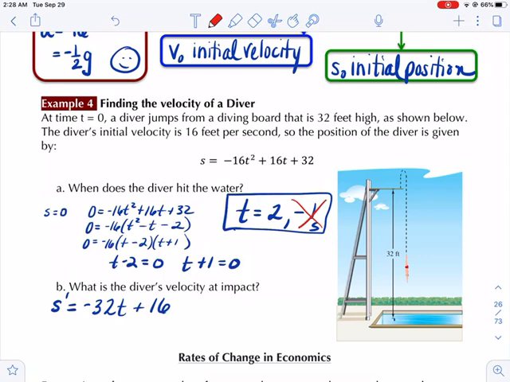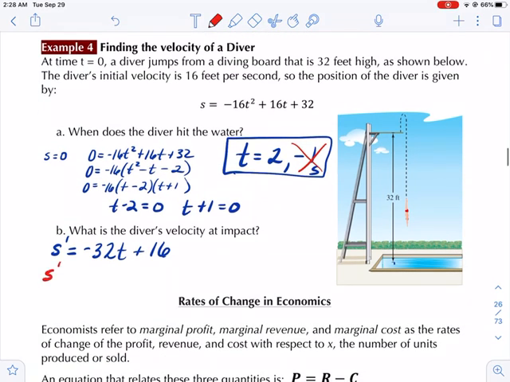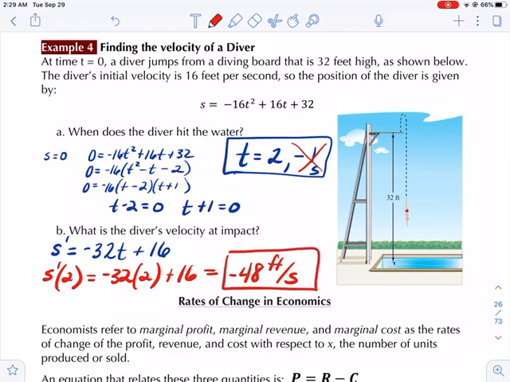Well, now you know when the diver hits the water. So all we have to do is say s prime of 2, which is negative 32 times 2 plus 16. And then we get a final value of negative 48 feet per second. And there you have it.